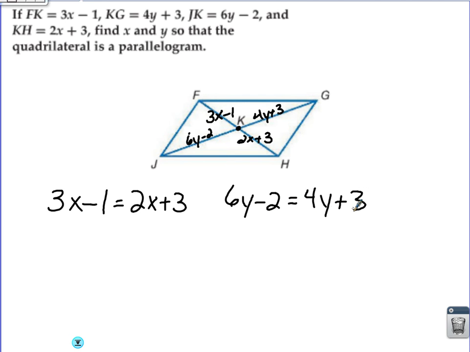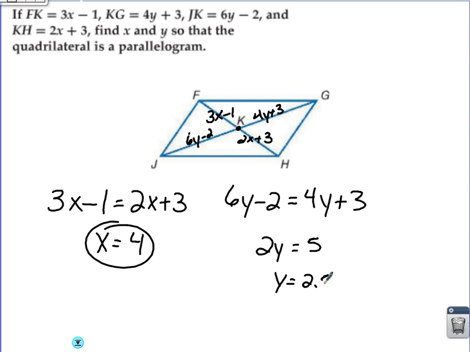And let's solve that. Move the x to the left, move the numbers to the right, you get x equals 4. Good. And move the y's to the left, numbers to the right, you get 2 y's is 5, so y is 2.5. And you can plug those back in just to check yourself. X is 4, which makes that 11. It makes that 11. Y is 2.5, which makes that 13, and makes that 13.